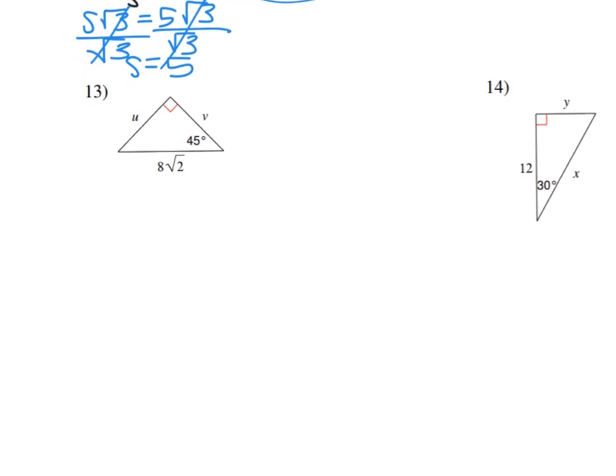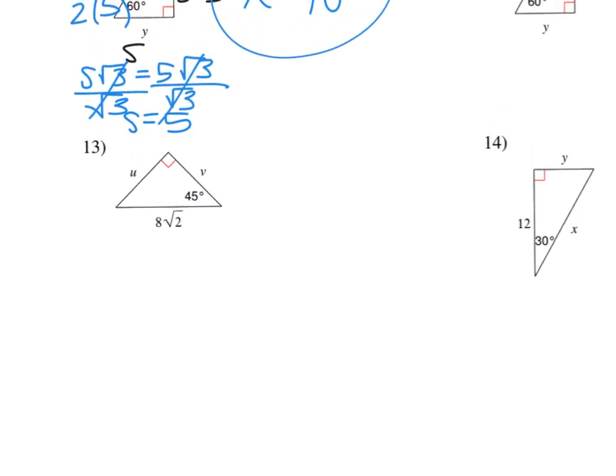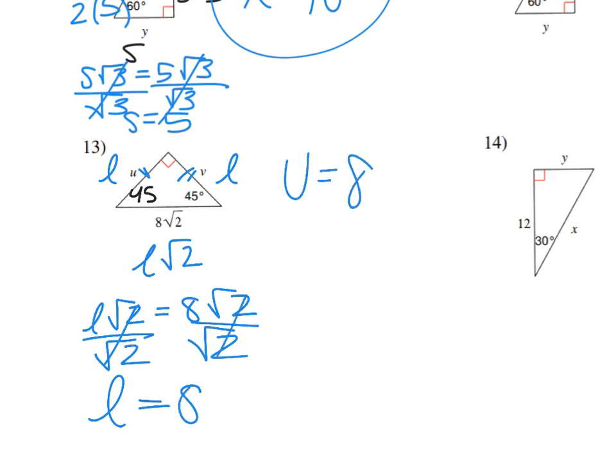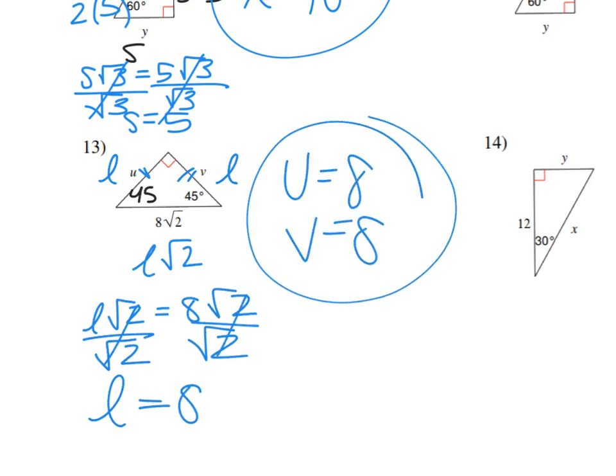All right, and last example here. Oh, this is a 45, 45, 90. I don't know why this one's down here, but we'll just do it anyway. Okay, so we've got 45, 45, 90. My legs are congruent. And we have leg root 2. So leg root 2 is equal to 8 root 2. Divide both sides by root 2 to get the leg by itself. I get L equals 8. So U equals 8 and V equals 8.